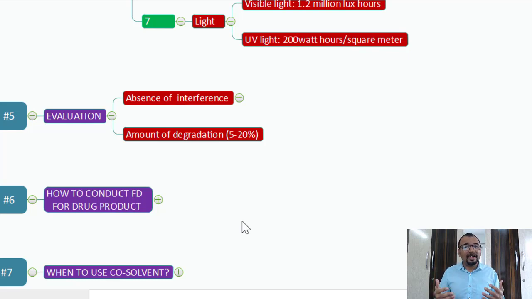That you are not getting any interference from the sample matrix. And even during stability, if there are any degradants possible, your analyte peak is not getting compromised. The quantification of the analyte peak is not getting compromised because of the presence of the degradants. And this is called the absence of interference for the quantification of your analyte peak.